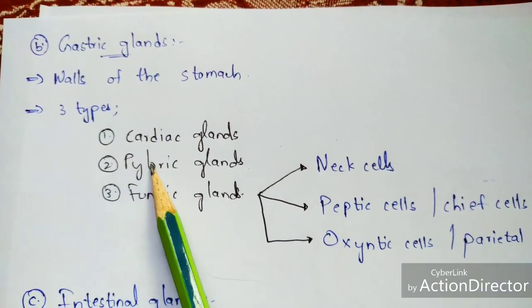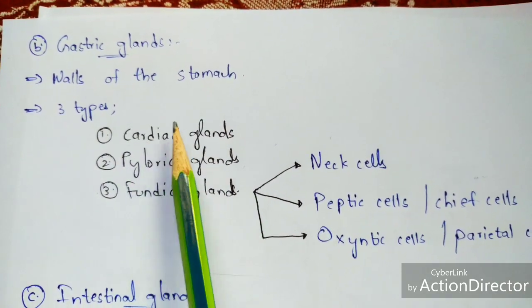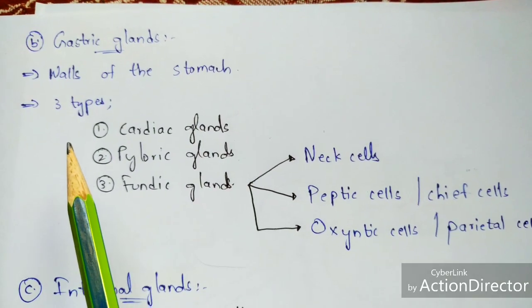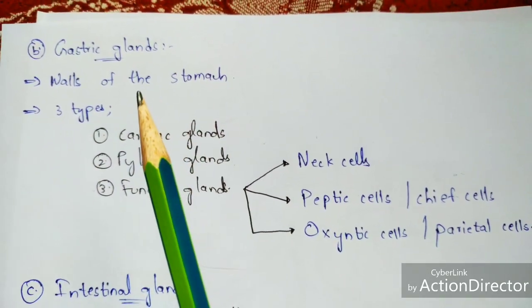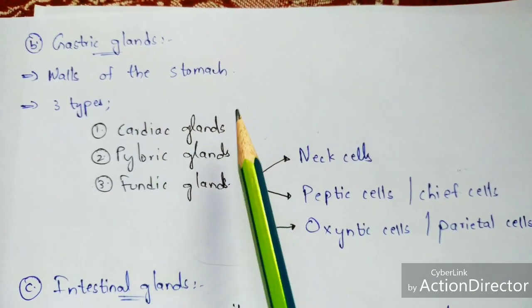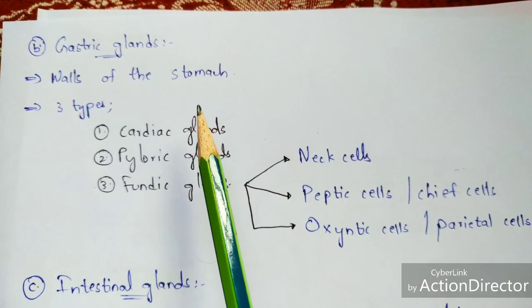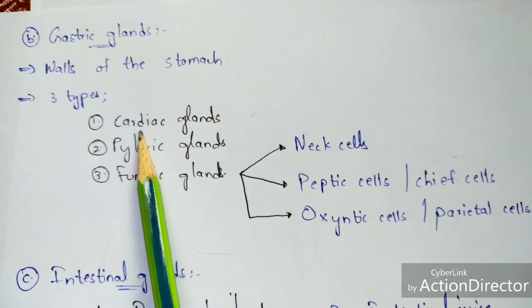They are cardiac glands, pyloric glands, and fundic glands. Normally these cardiac glands help in the secretion of mucus. The main function of that mucus is protection. For example, if you take in food along with some dust particles, the stomach will be protected from the dust particles entering the stomach with the help of that mucus, which is secreted by these cardiac glands.